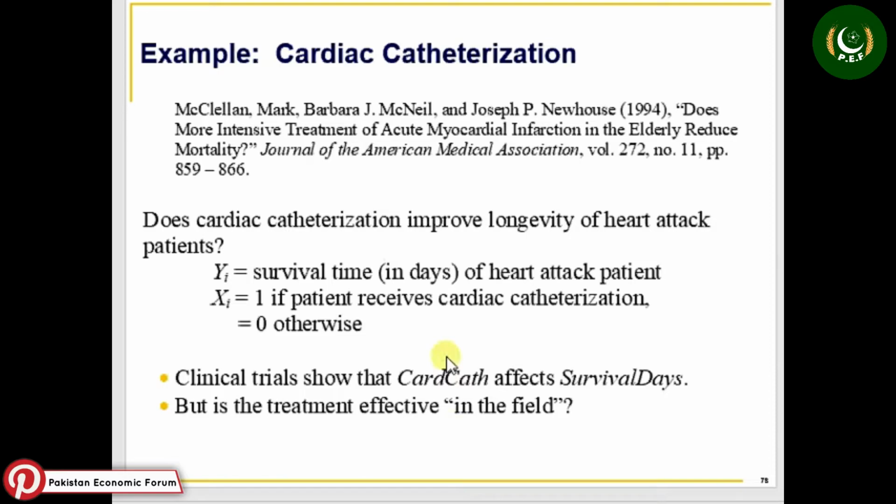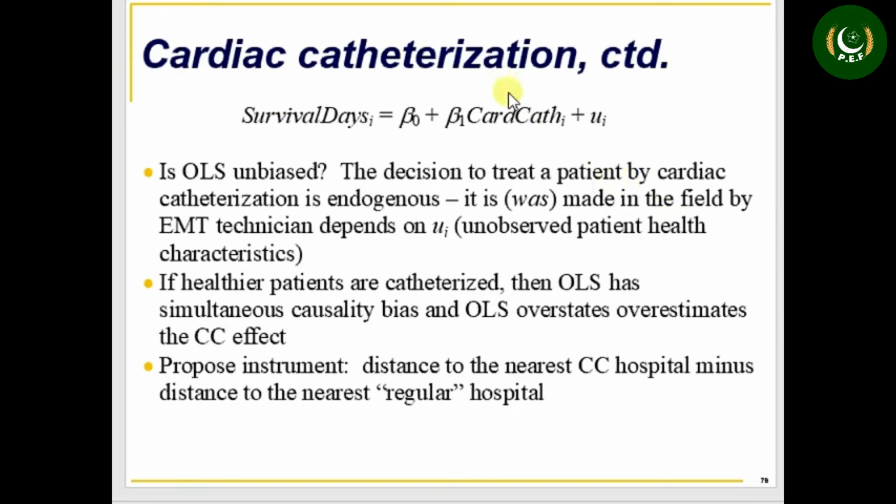Another interesting example is cardiac catheterization. Do those who get cardiac catheterization survive more days than those who don't? But usually healthy patients get cardiac catheterization rather than weaker patients. So is it the healthy patients who will survive for more days, whether they have cardiac catheterization or not, as compared to those who are not healthy, or is it cardiac catheterization which leads to more survival? This is linked with your health and other factors, so therefore it is not exogenous.